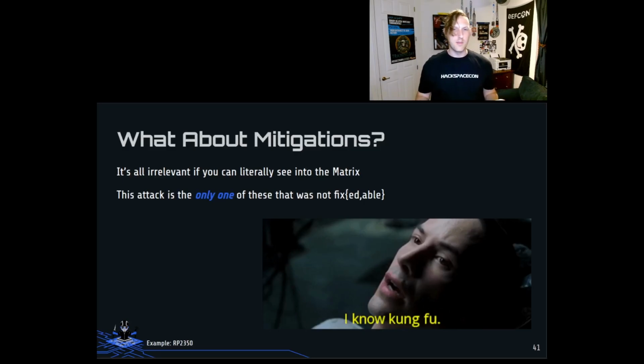And from a mitigations perspective, it's all irrelevant if you can see the woman in the red dress. This attack is the only one of the ones that we've talked about thus far that was not fixed, and honestly isn't really fixable. If you can get to the point where you can look at a chip and see the data in there, there's not really many mitigations that are going to protect you. You're going to need to invest in more physical anti-tamper and other solutions.